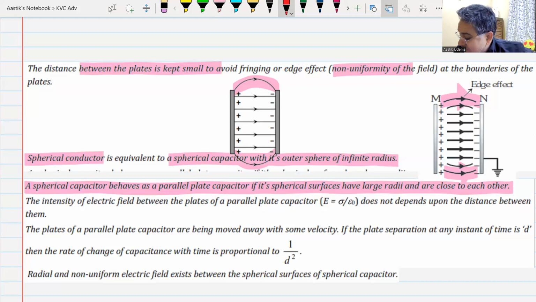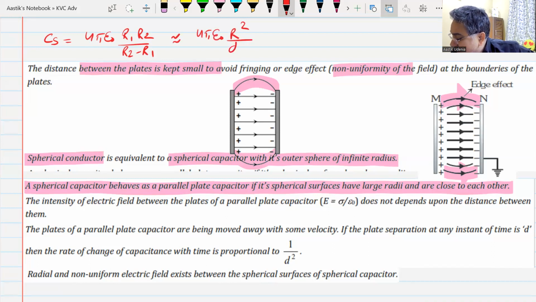Yes, sir. The capacitance of a spherical capacitor is 4 pi epsilon naught R1 R2 upon R2 minus R1. If the distance between R1 and R2 is very small, you can write it approximately equal to 4 pi epsilon naught R square divided by d, where d is the thickness. So this becomes equal to epsilon naught A by d, which is the same as the capacitance of a parallel plate capacitor. The intensity of electric field between the plates of a parallel plate capacitor is sigma by epsilon naught. We have already seen this.